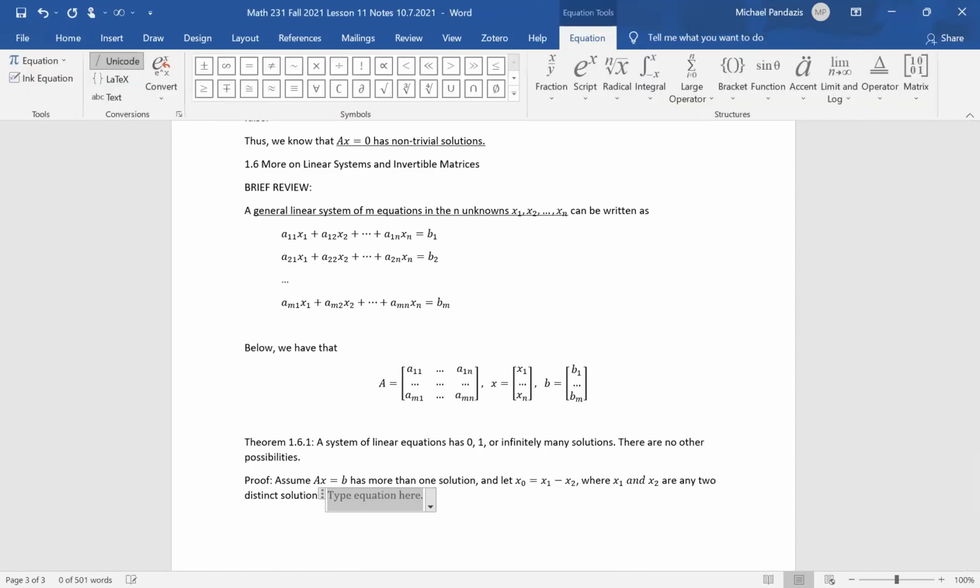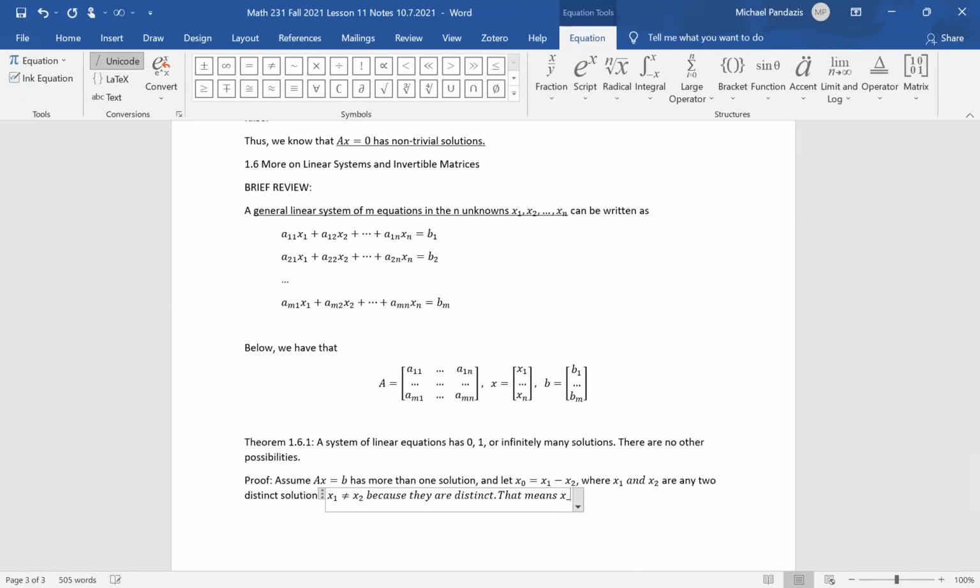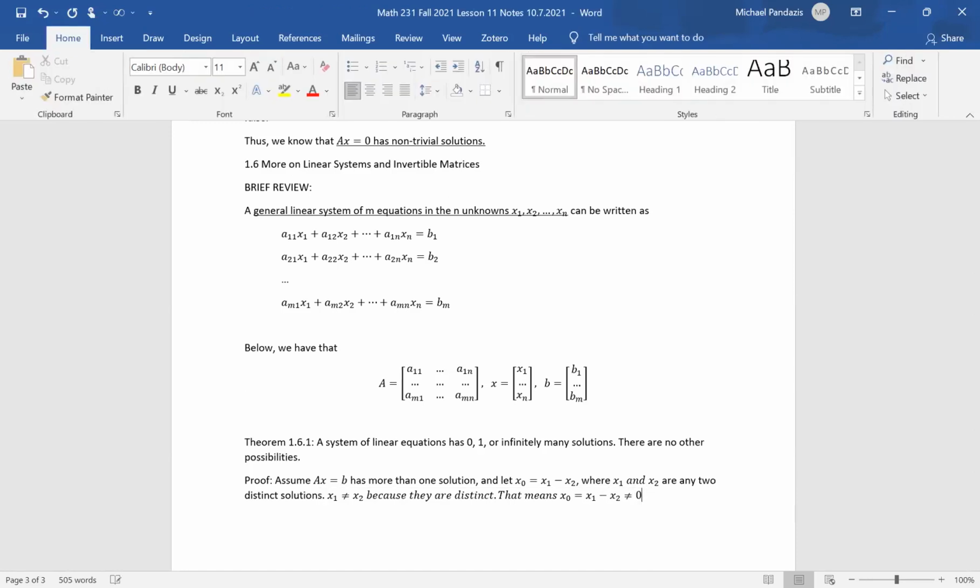x1 does not equal x2 because they're distinct. And that means that x naught is non-zero. x naught, which equals x1 minus x2, cannot equal 0, since x1 and x2 are distinct. So x naught is non-zero.